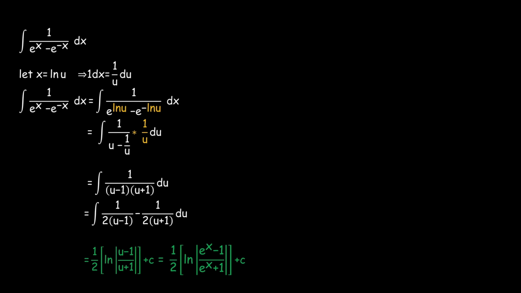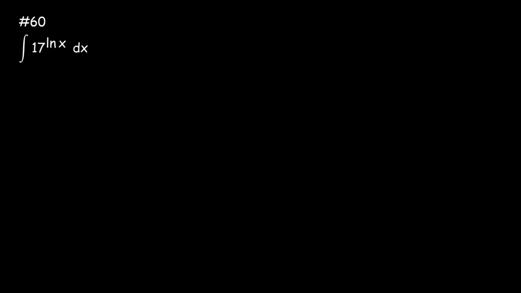Replacing the value of u again at the end of the day. Don't forget, I almost forgot. So you would have e to the power x minus 1 over e to the power x plus 1. There we go. Moving on to question 16.